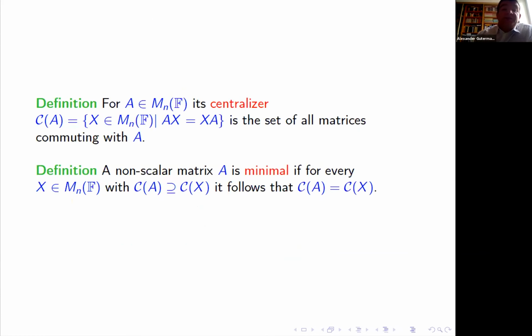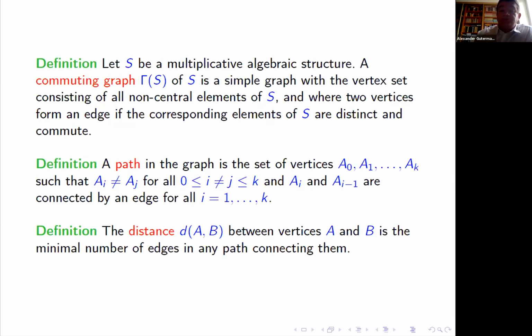Well, there are many different terms to describe this extremality of a commutative subalgebra, for example, in terms of centralizers. The centralizer of a matrix is nothing but the set of elements commuting with it. And we call the matrix minimal if it has minimal centralizer with respect to set inclusion. This is one ingredient we need.